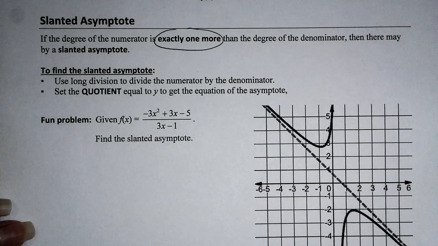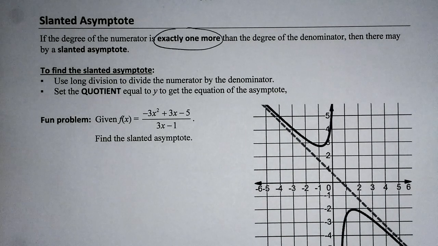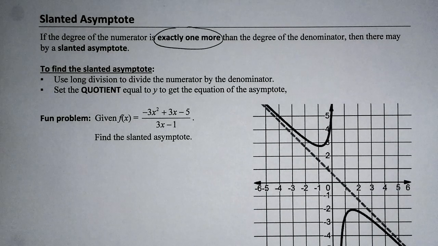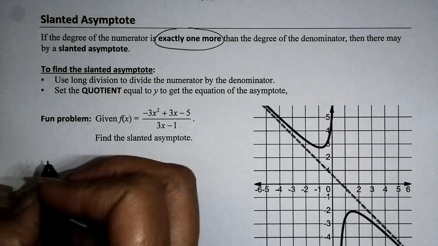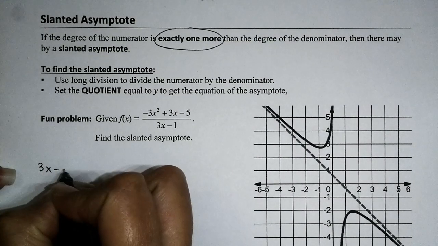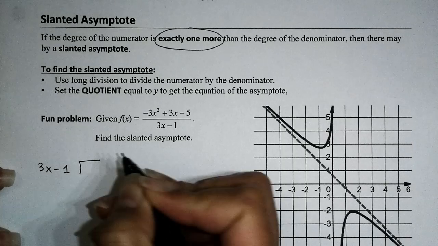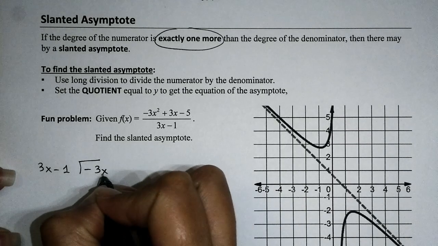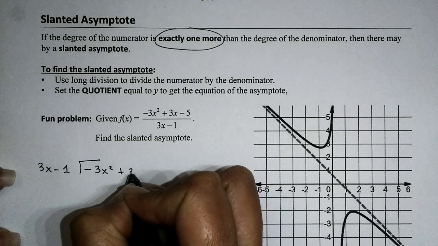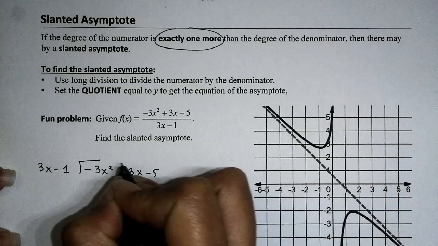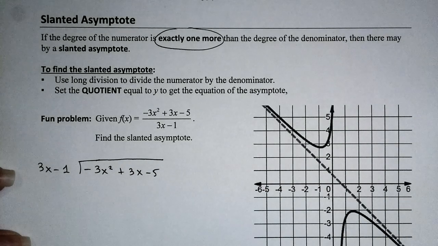So it says, given f of x equals that rational function, we want to find the slanted asymptote. Okay, and so to find the slanted asymptote, we're simply going to use long division to divide. So in this case, the divisor is 3x minus 1. And I want to know how many times does it go into the dividend, which is negative 3x squared plus 3x minus 5. All right, let's go ahead and divide.